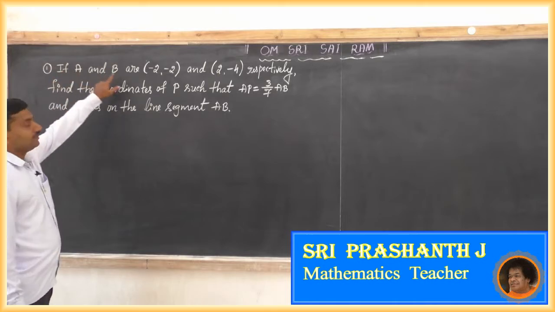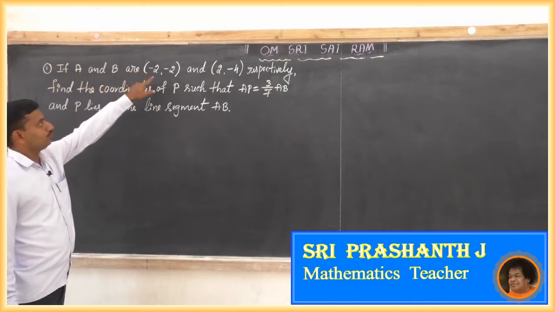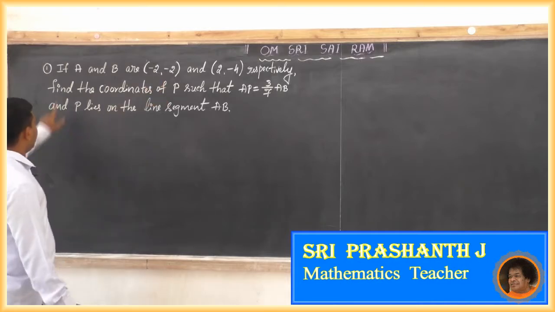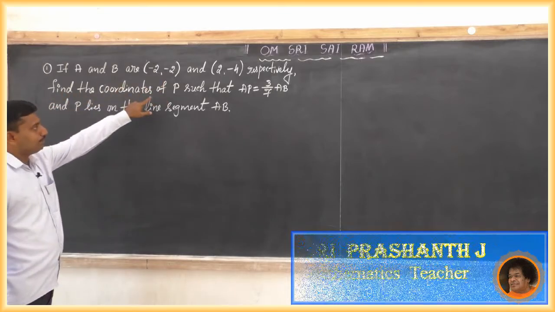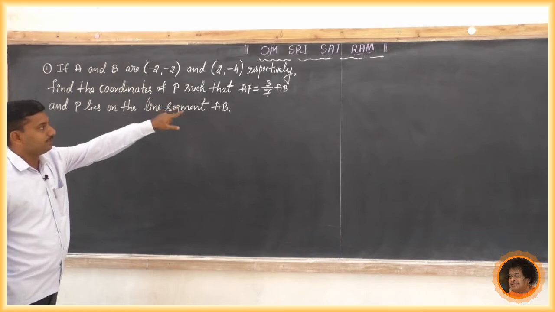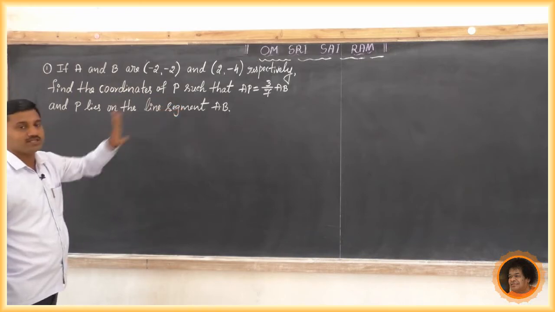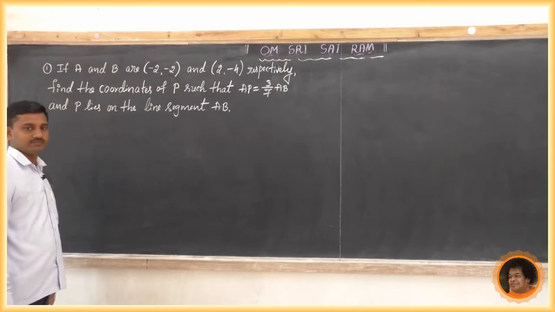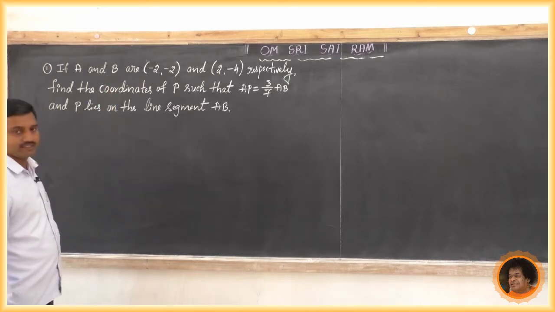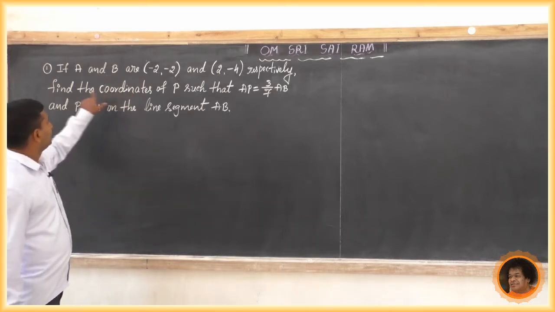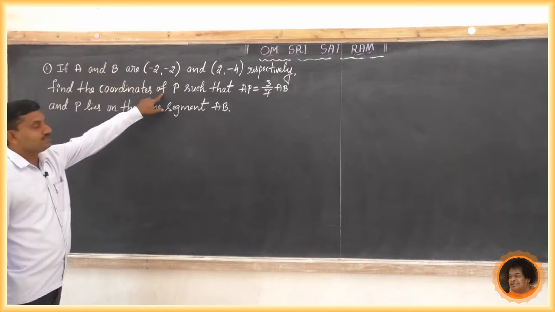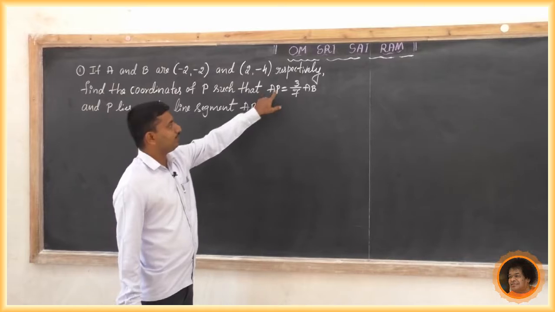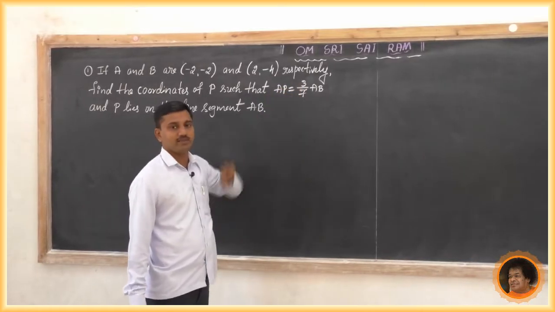If A and B are (-2, -2) and (2, -4) respectively, find the coordinates of P such that AP equal to 3/7 AB and P lies on the line segment AB. Understand the question correctly. So, here given, find the coordinates of the point P. So, what is the ratio? So, ratio given AP equal to 3/7 AB.